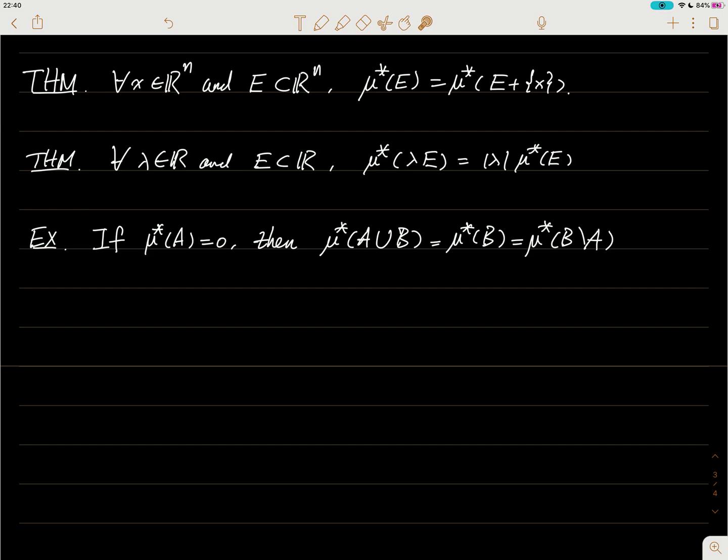And the second one only works for R. If you have a subset E in the set of real numbers, then the outer measure of a scaling of this E by lambda is equal to the scaled outer measure. Okay, and this is the absolute value of lambda in case lambda is negative.